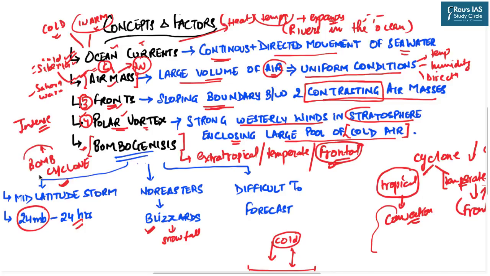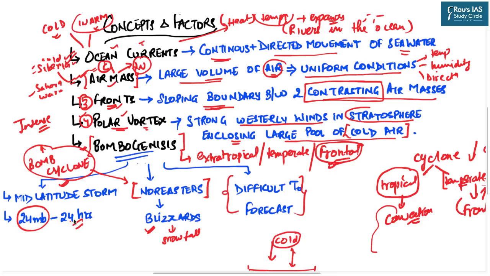Now these bomb cyclones are also called nor'easters. Why are they called nor'easters? We'll discuss it. And the third thing is, because we have discussed that the rate of the falling of pressure is so high, they are difficult to forecast.